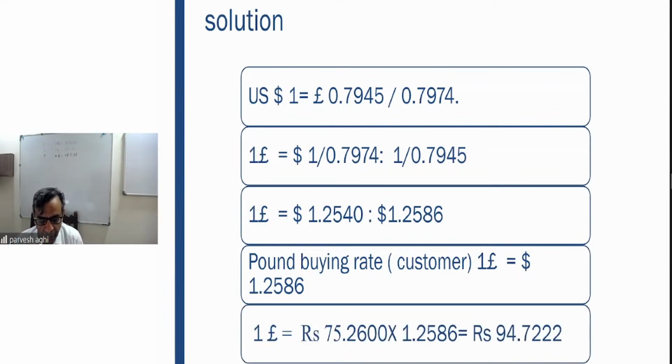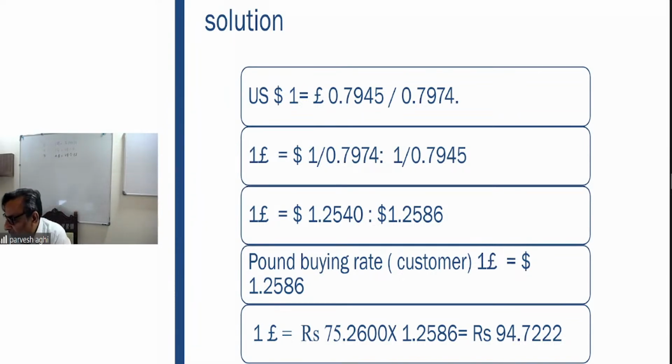So first I bought a dollar. Then I went to England and sold my dollar and bought a pound. So I should have a pound buying rate and a dollar buying rate. So I have both the rates with me, and by multiplication I get the answer. The answer is 94.72, and not 94.37. I don't know how you got it. So it is basically this rate, 75.26 into 1.2586. Is that right?